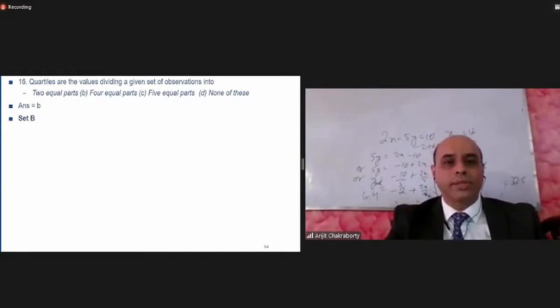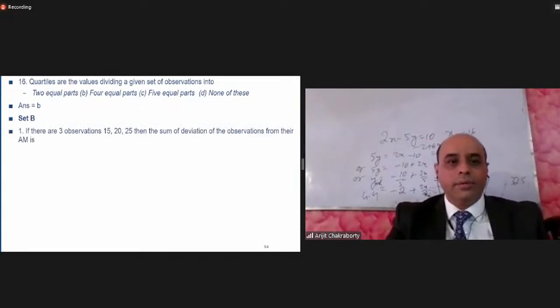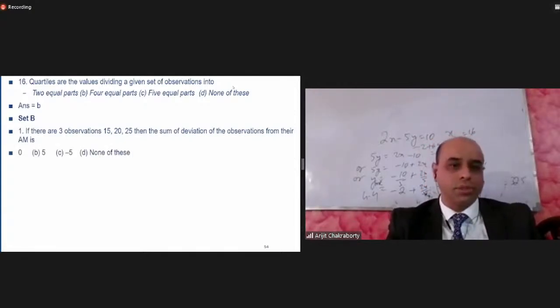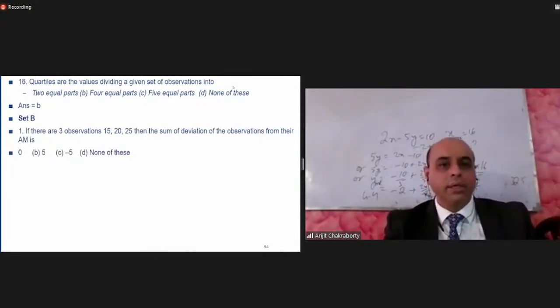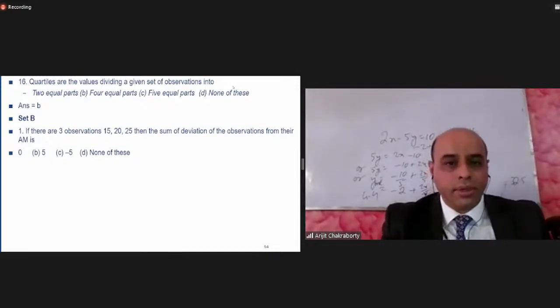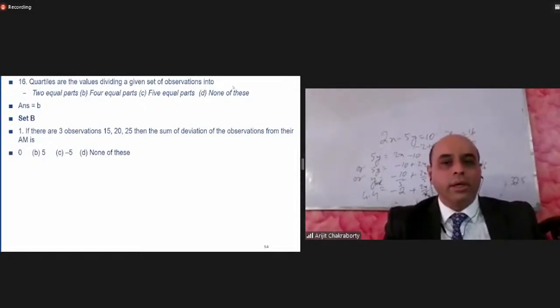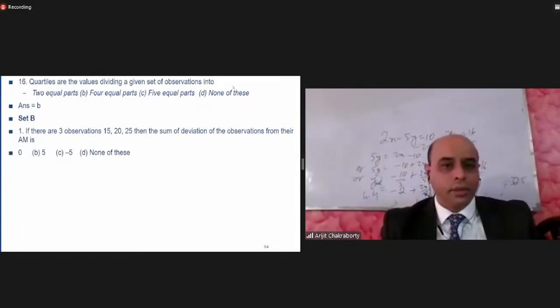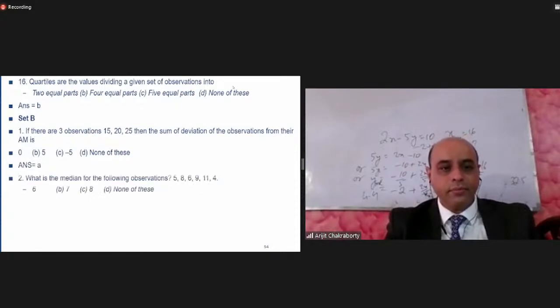Now we move on to set B. If there are observations 5, 15, 20, and 25, then the sum of the deviations of the observations from their AM is how much? It has to be equal to 0 always. If you find the mean and subtract it from each of the numbers to get the deviations, you will find the sum is 0. So the answer is 0 here.